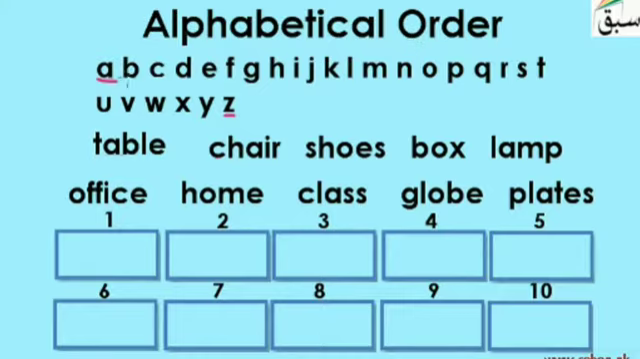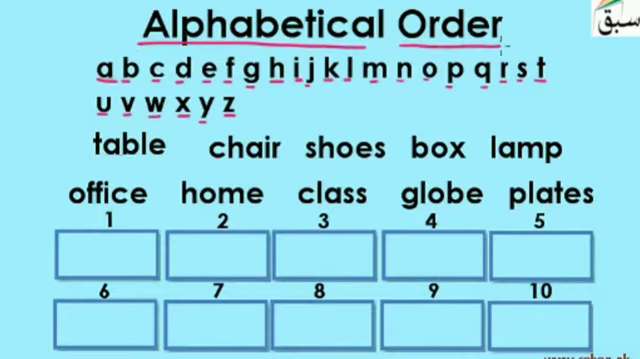Now let us read: A, B, C, D, E, F, G, H, I, J, K, L, M, N, O, P, Q, R, S, T, U, V, W, X, Y, Z. This is the order of the alphabet. So, this is known as alphabetical order.